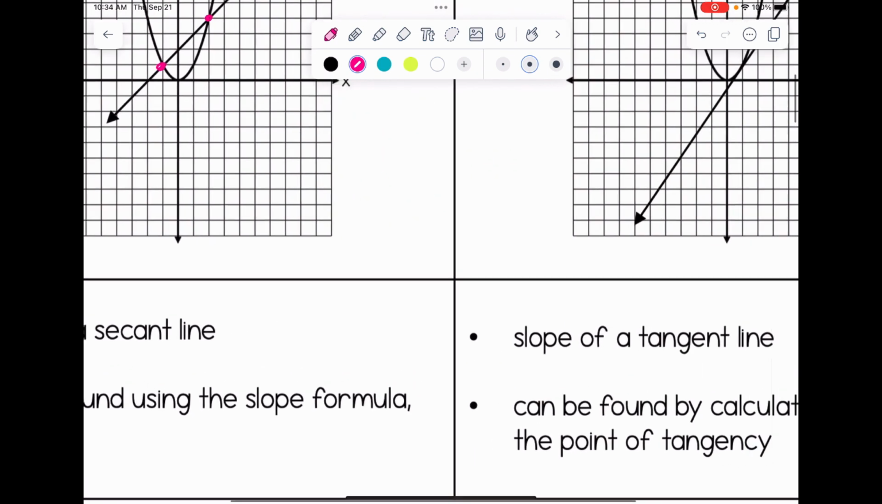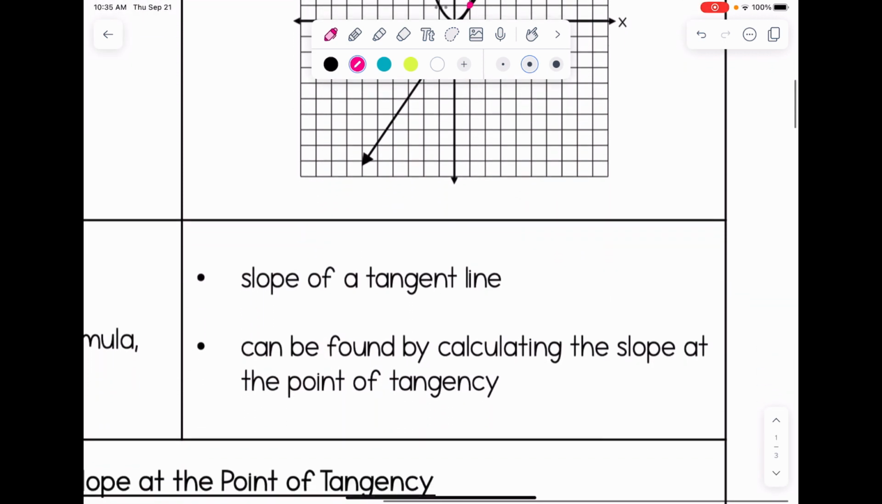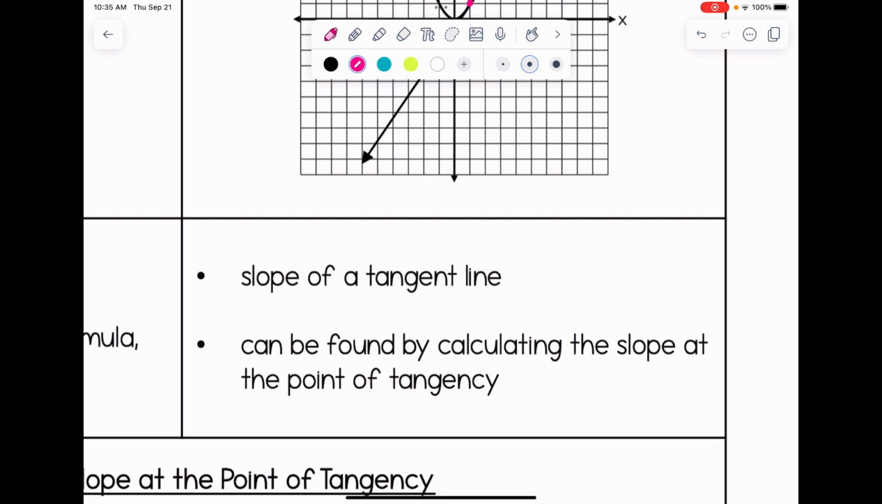All right, now let's talk about instantaneous rate of change. So we're talking about at an exact moment what the rate of change is. Here's the same parabola, y equals x squared, but now you'll see that you have a line that is tangent to that curve. A tangent line only touches the curve at 1 point. The way that we could find instantaneous rate of change is through this concept of derivatives, which we're going to be talking about in the rest of this video. So it's the slope of a tangent line, and can be found by calculating the slope at the point of tangency. Okay, so that's what we're going to be looking at here, and that's basically what we are going to be calling a derivative.